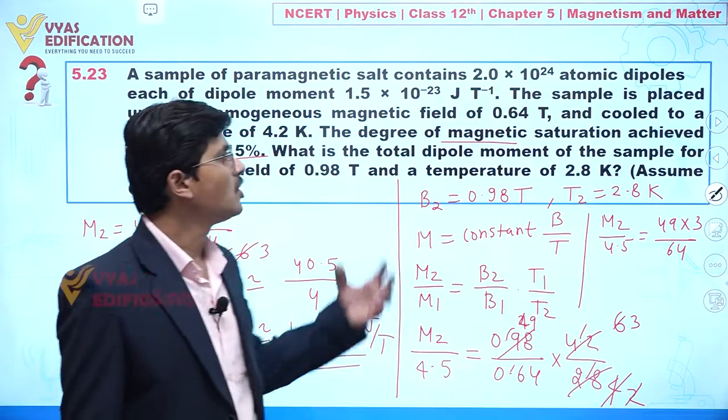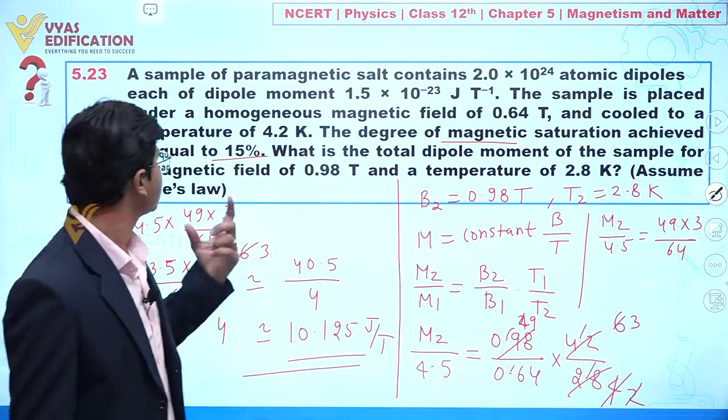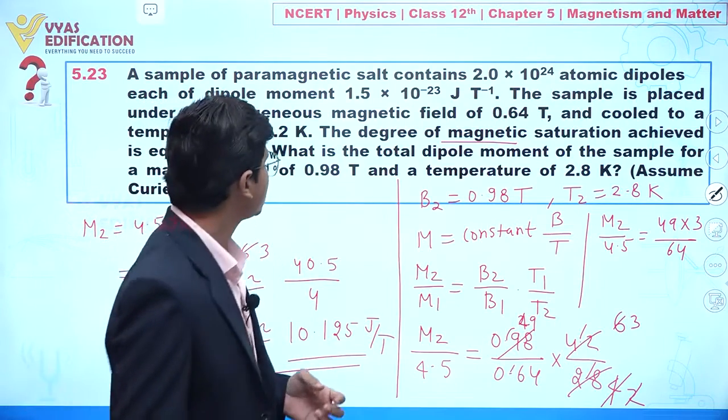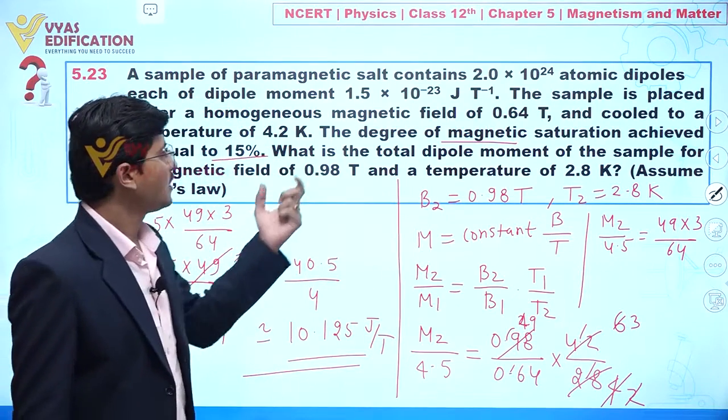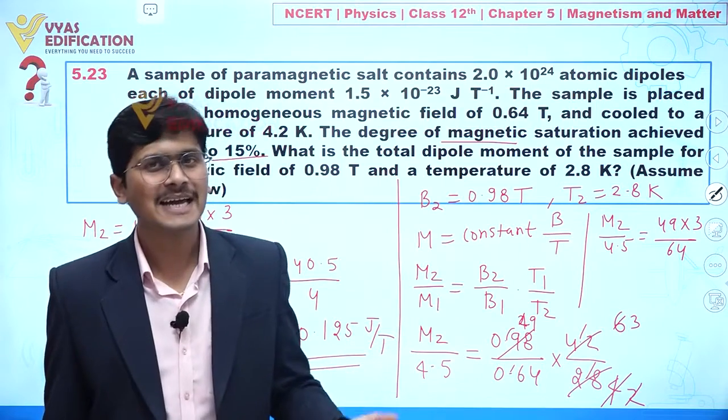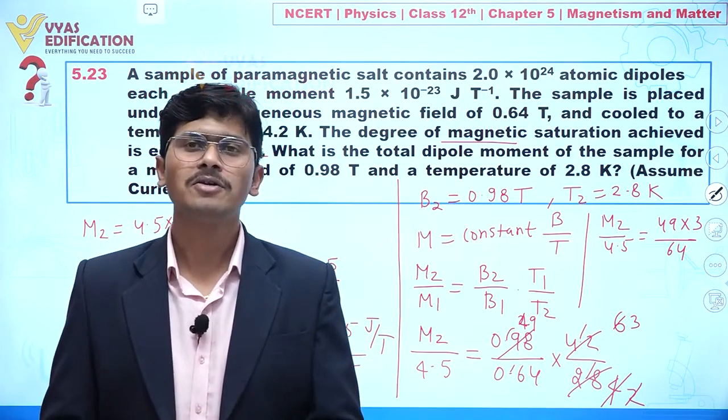So this is the value of the total dipole moment for the sample at a temperature of 2.8 Kelvin and having magnetic field 0.98 Tesla. Clear? So this is all about this question.